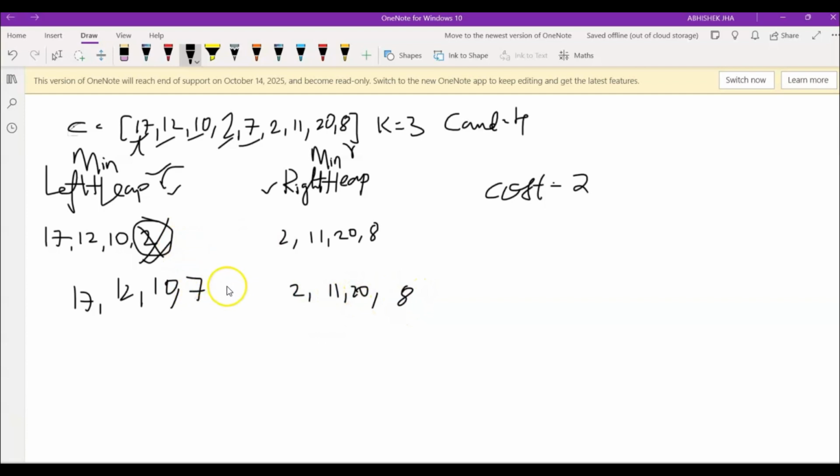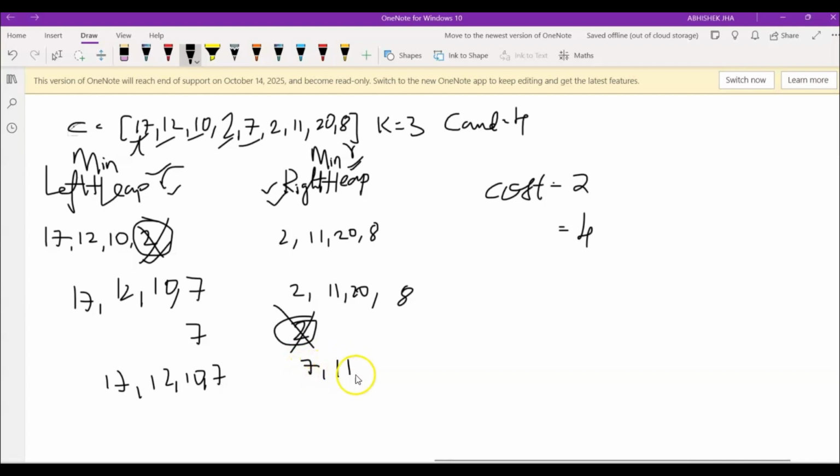Again in the second round, we'll take the smallest value out of these two min heaps. Here the smallest value is 7, and here the smallest value is 2, and we'll consider the smallest value, that is 2. So we'll hire this worker and remove it from the right heap, and we'll push the next element from the array inside this right heap with the help of our right pointer. Now the cost here would be 4. Our left heap contains values 17, 12, 10, and 7, and the right heap contains 11, 20, and 8.